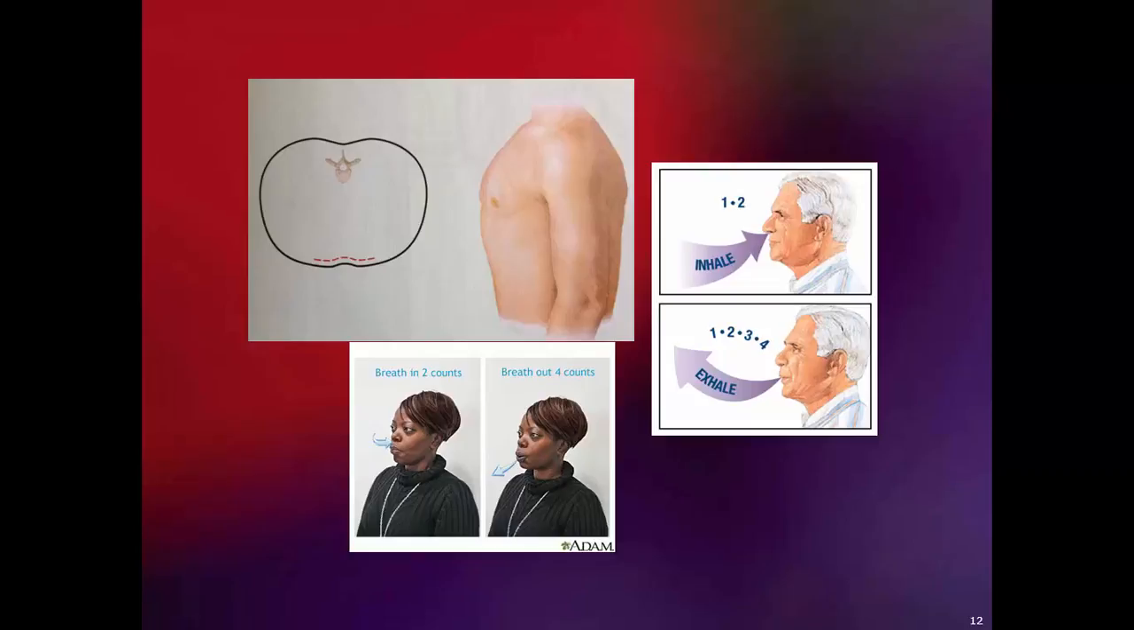All right, so this is an example of the barrel chest and also the pursed lip breathing. And so you can see when they inhale for 2 counts and exhale for 4 counts. So they have that prolonged expiratory phase. So they're breathing in through their nose and then out through those pursed lips.